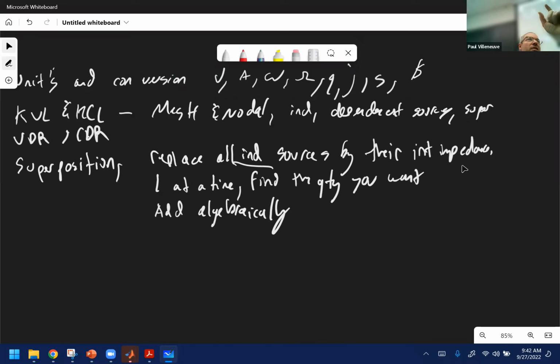So if you have 10 independent sources and 1 dependent source, you have to do 10 separate circuit analyses, but that dependent source has to stay in all 10 of those. Okay.